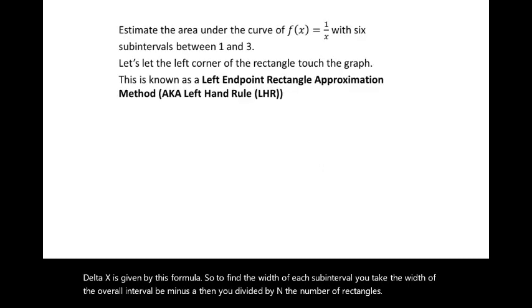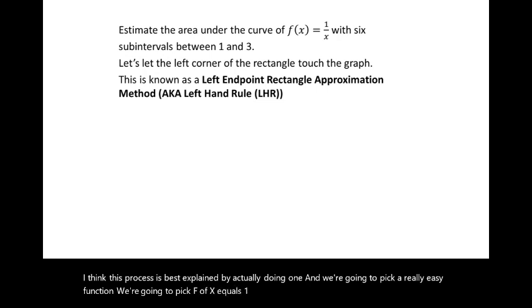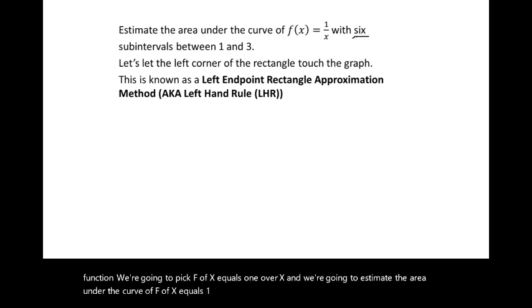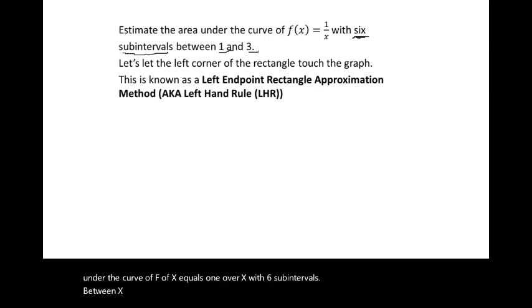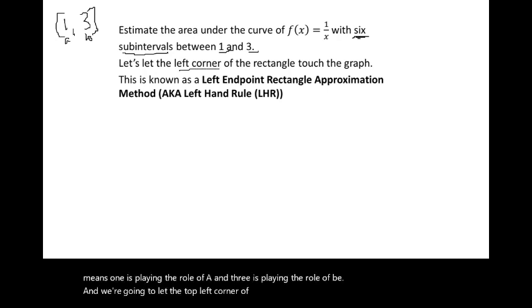I think this process is best explained by actually doing one, and we're going to pick a really easy function. We are going to pick f of x equals 1 over x, and we're going to estimate the area under the curve of f of x equals 1 over x with 6 subintervals between x equals 1 and x equals 3. So our interval, our closed interval, is from 1 to 3. That means 1 is playing the role of a, and 3 is playing the role of b. And we're going to let the top left corner of the rectangle touch the graph, so this is a left Riemann sum.